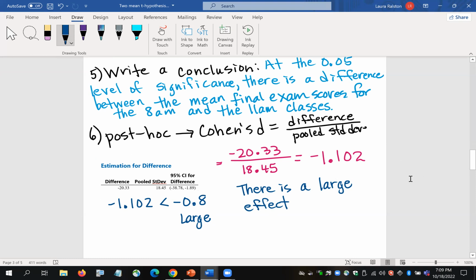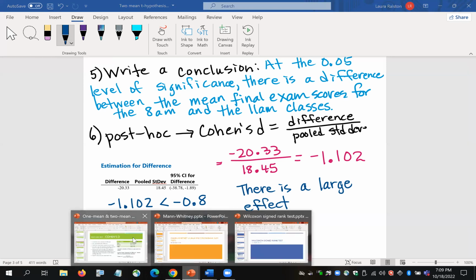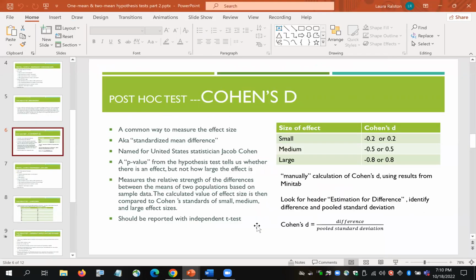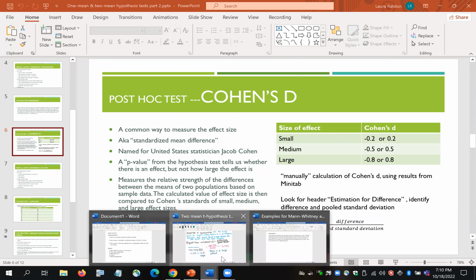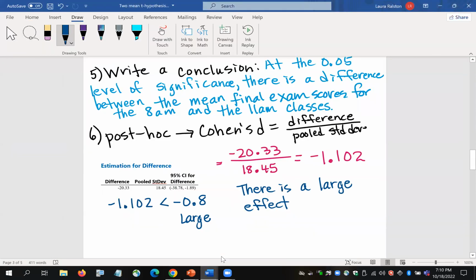Questions? Where's the 0.8 coming from? The Cohen's d table. Oh, okay. Other questions?